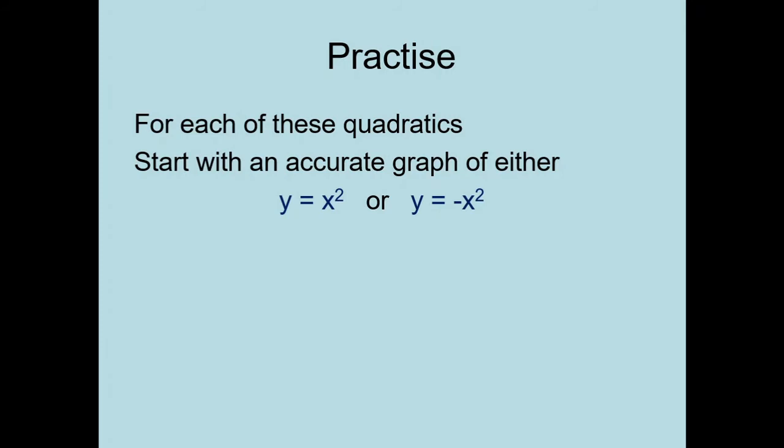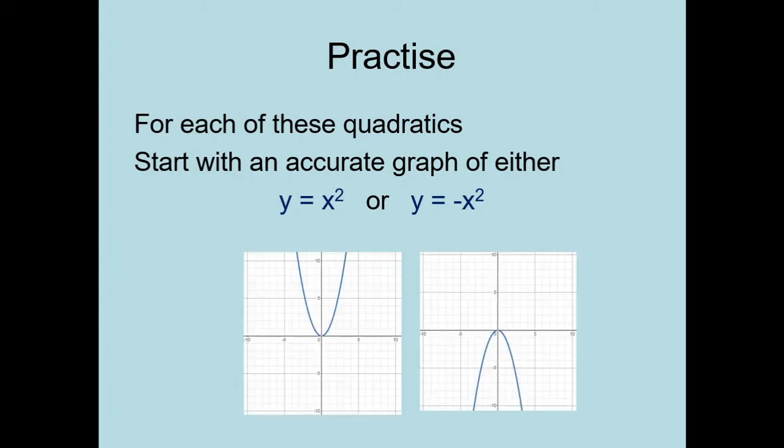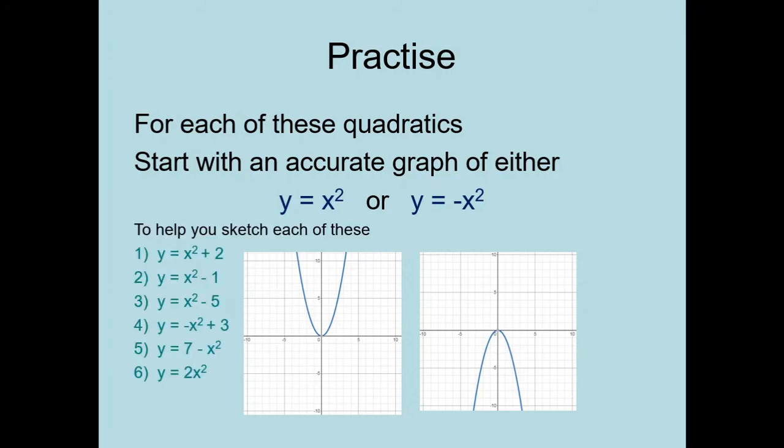For each of these quadratics, start with either a graph of y equals x squared or a graph of y equals minus x squared. Now these should be accurate graphs, like these. Each of these points are plotted accurately. The reason we're doing that is so that you can show the similarities between these basic parabolas with the quadratics I'm asking you to sketch.